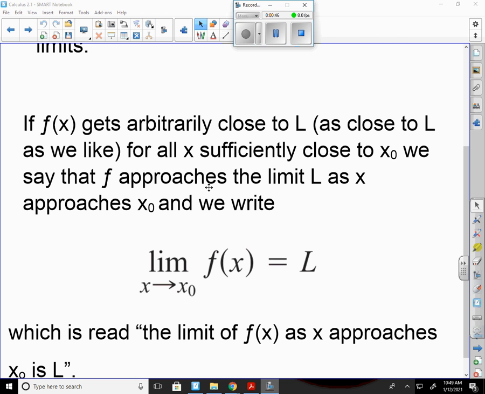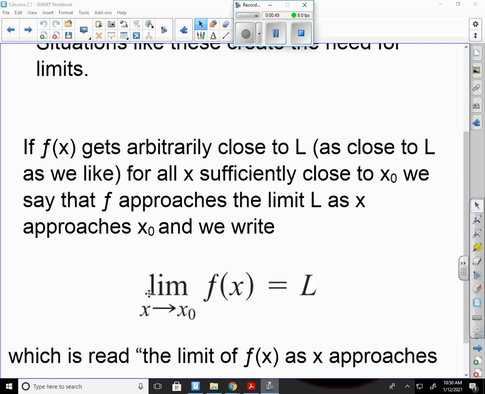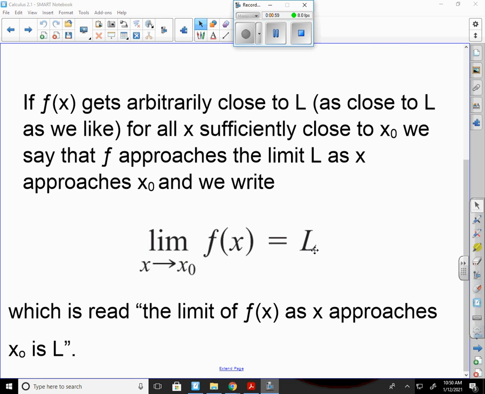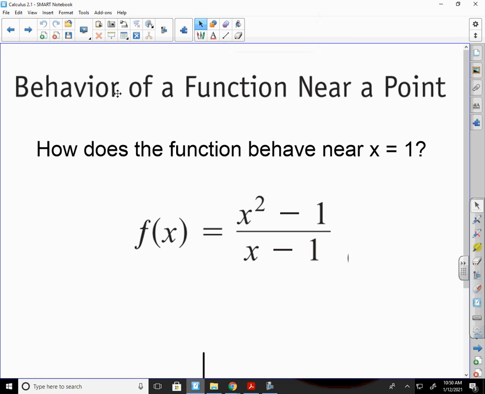And we write it as the limit as x approaches x naught of f of x equals L. You would read that as the limit of f of x as x approaches x naught is L. Now, this might not make a whole lot of sense to you. We're going to work through these types of problems to get a greater understanding of it. So what we're actually looking at is the behavior of a function near a point.